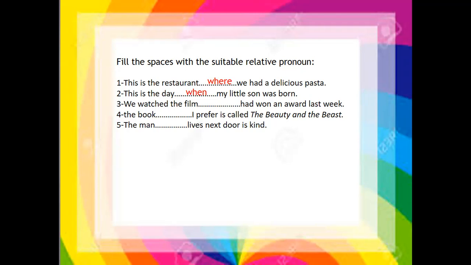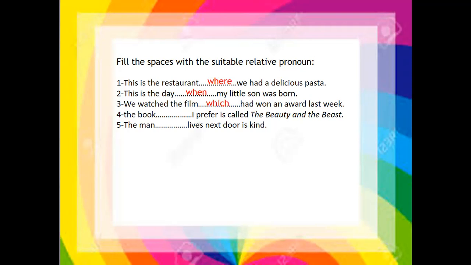Number 3, we watched the film had won an award last week. So the film, is it a person? هل الفيلم شخص عاقل؟ No. Is it something that refers to a place? هل الفيلم مكان؟ No. Is it time? No. Is it an object? Yes, of course. So we watched the film which or that had won an award last week?